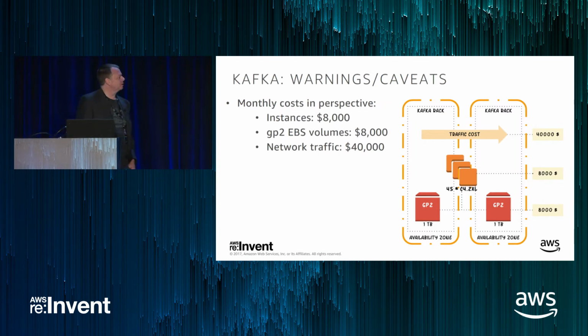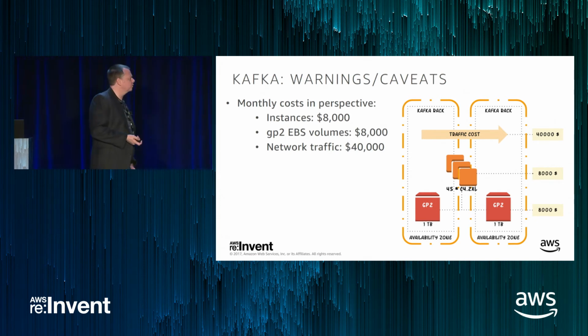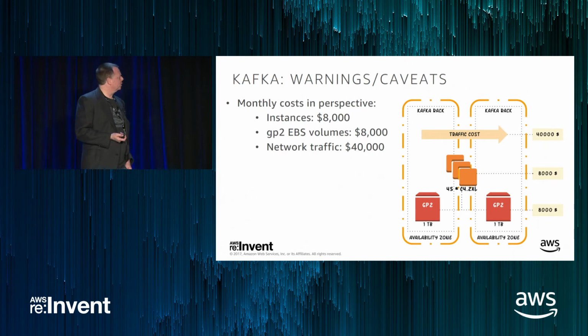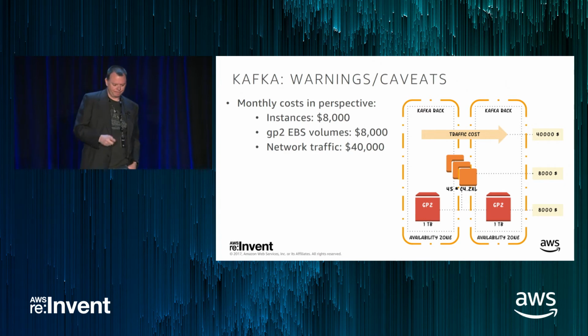Here's how that looks in perspective. For those 45 nodes, $8,000 for the reserved instance pricing on those nodes. I think they're C4 2XL. And then another $8,000 for the GP2 EBS volumes. That would be half that if we used ST1, it'd be $4,000. But it's dominated by the network traffic. It was over $40,000.